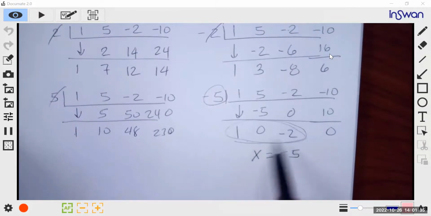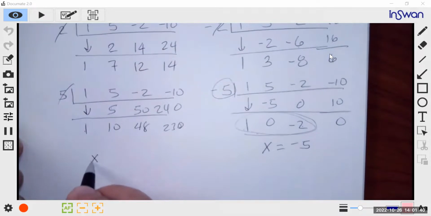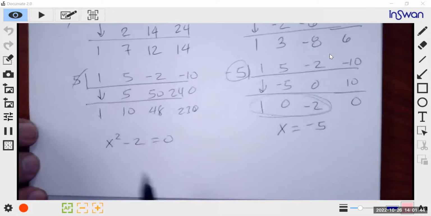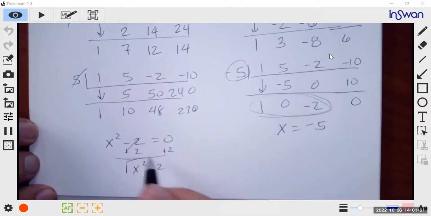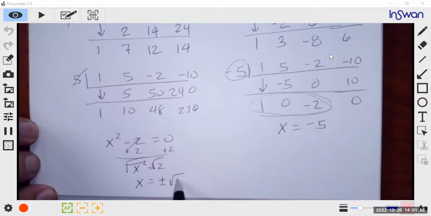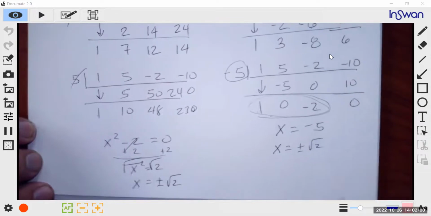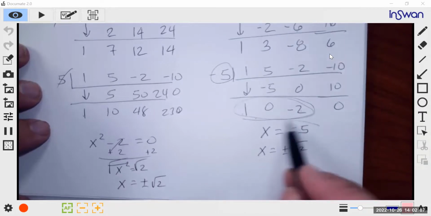And these are our last two. Remember, this is the constant, x, and x squared. So we have x squared minus 2 equals 0. Add 2 to both sides: x squared equals 2. Take the square root: x equals plus or minus the square root of 2. So these are the x-intercepts.